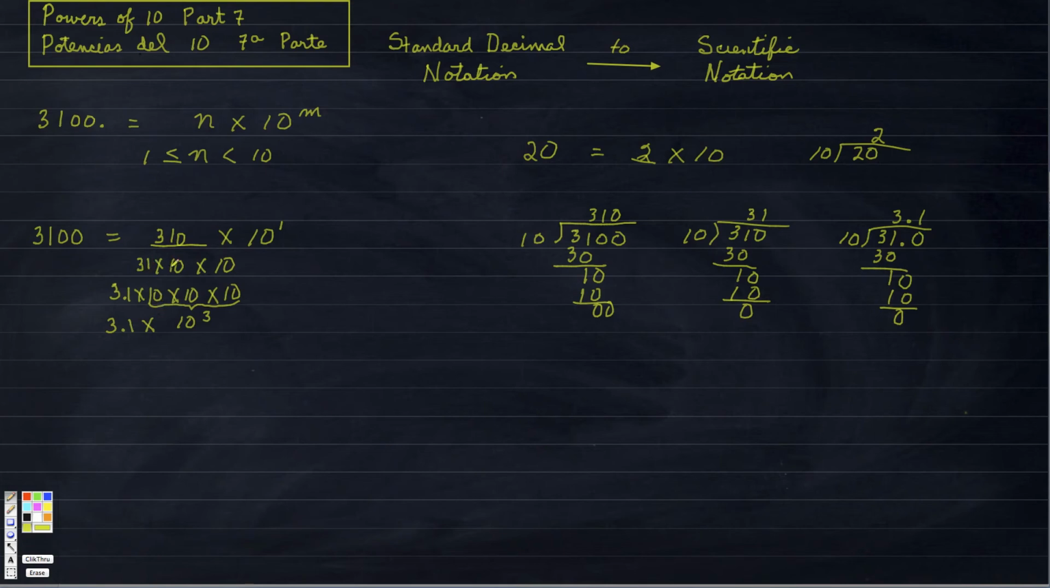Entonces ahora le pongo 3.1 por 10 por 10 por 10. De aquí puedo poner esto, en vez de poner 10 por 10 por 10, pongo 10 a la potencia 3. Entonces me sale 3.1 por 10 a la potencia 3. Y esa es la notación científica.